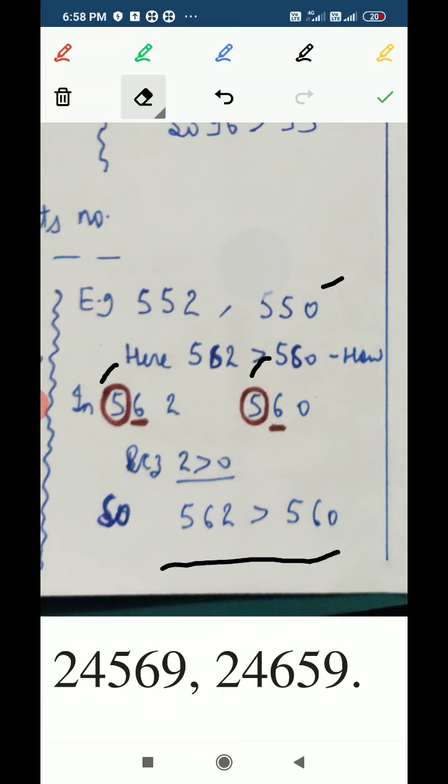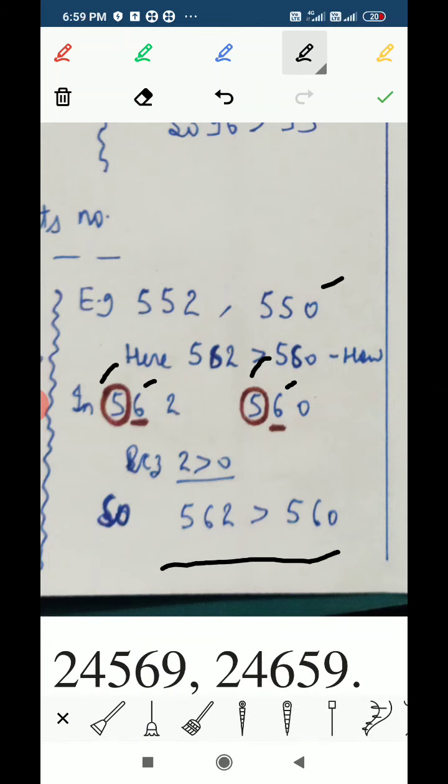562 and 560. So in this case, we see that 562 is greater than 560, but how? We will do the same process. Start checking from the leftmost position. In the leftmost position, the first digit is 5 in both the numbers. So we jump to the next digit. The next digit is 6 in both the numbers, that is also the same.